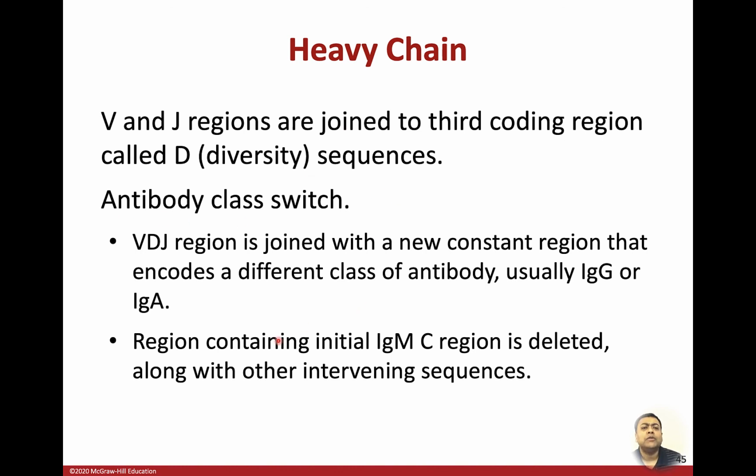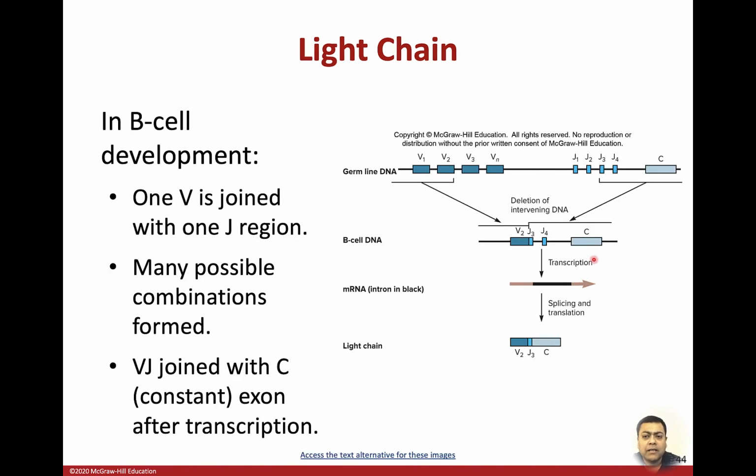And we're going to see how the antibody class switch happens, and this class switching only happens because of a difference in the heavy chain. So the V, then D and the J regions are joined with a new constant region that encodes a different class of antibody, IgG, IgA, IgM. The C region is deleted along with other intervening sequences. So the difference is right here: see that for the light chain, the constant region is the same in all different classes.